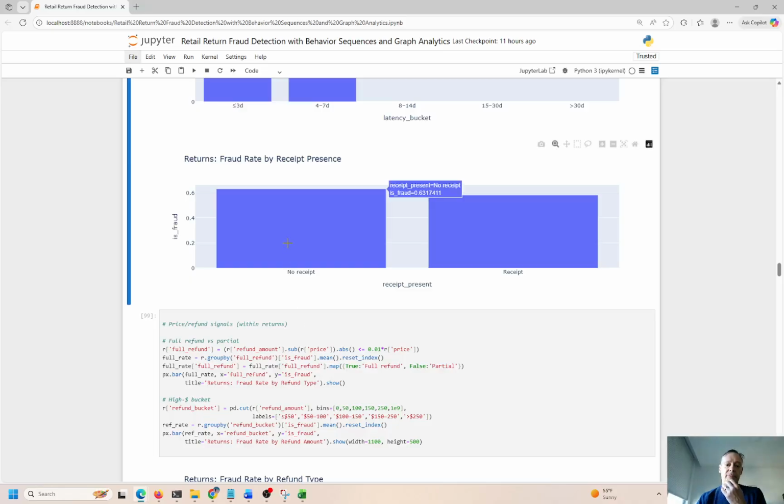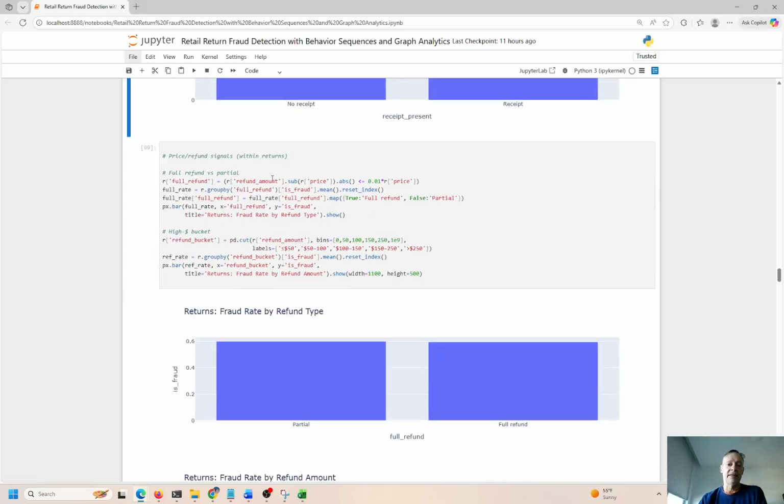So return fraud by receipt presence. No receipt, 63% of the time it's fraud, right? You're telling the cashier it's a gift, or I lost a receipt. If there's a receipt, 58% of the time there is a fraud case here, right? So buy something more expensive, return something cheaper, and you get the money back for the more expensive item because the receipt is associated with the more expensive item. So you're making a profit at the expense of the retailer, okay? So that's a big no, no, no, don't do that.